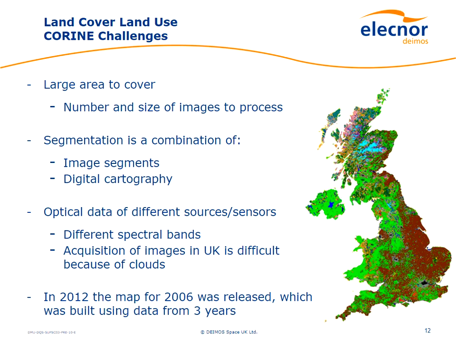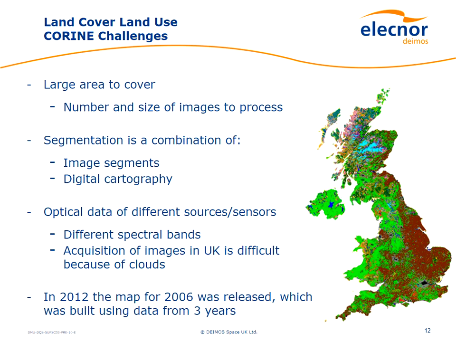So the UK is very big. So the area to cover is big, and the number of images that you have to process to get this map is loads. In fact, the data to build this map was collected over 3 years and processed over 3 years. And that includes trying to get coverage without clouds and things like that. The segmentation is a combination of the image segmentation, but also using digital cartography to improve the results. And the optical data uses different sensors and bands.